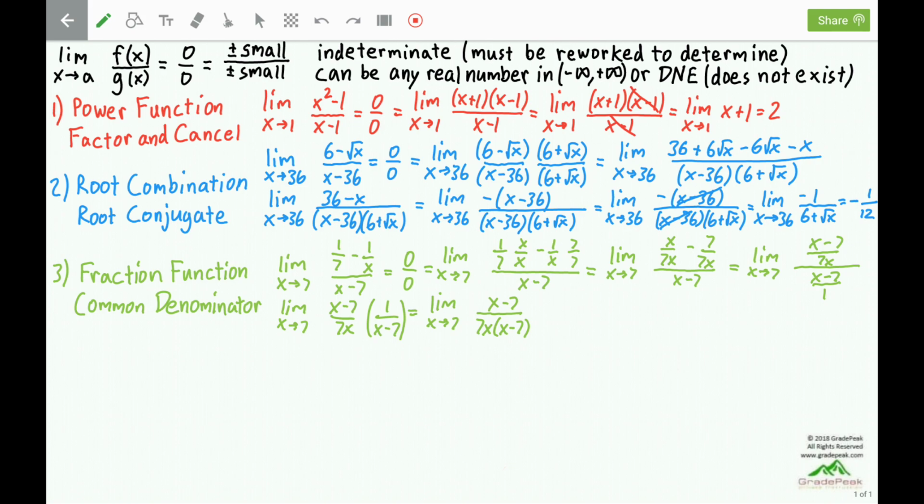This is turned into a power function type. We can cancel those out. So I will. That's leaving us a 1 in the numerator. I then have a 1 over 7x. The 7 can plug in, and I have a 1 over 49.